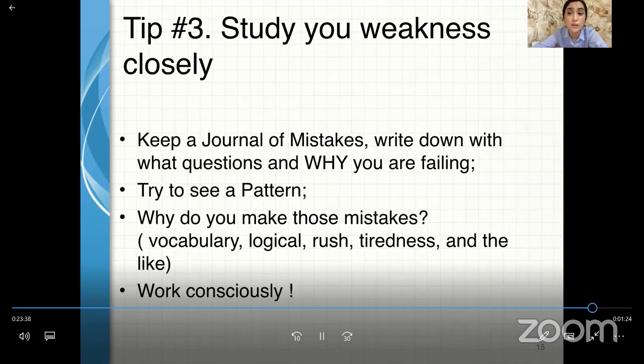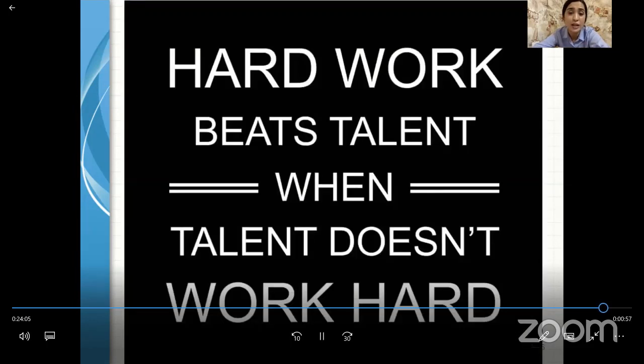So that would give us working consciously. And everybody knows that hard work does pay off, and hard work beats talent, but not every person actually knows the fact that conscious hard work would pay off. But sitting in front of something for hours and hours and not knowing what exactly you are doing, I don't think it can be classified as hard work. So I would like to finish today's small seminar dedicated to the reading part with this wonderful quote: hard work beats talent when talent doesn't work hard.